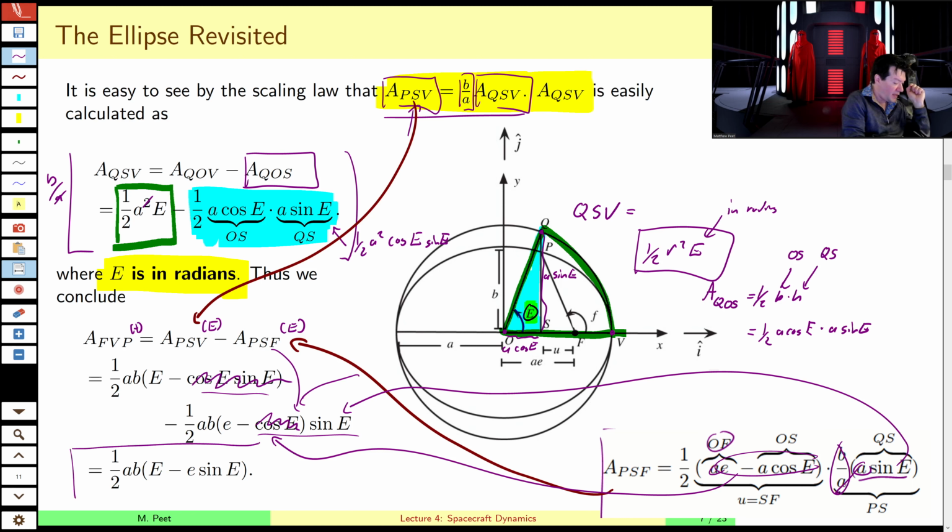This equals AFVP, which we have an expression for, presumably as a function of time. And so this allows us to have a formula which relates the eccentric anomaly to A as a function of time.